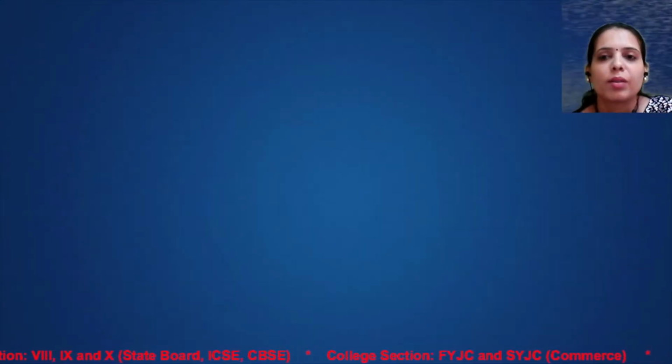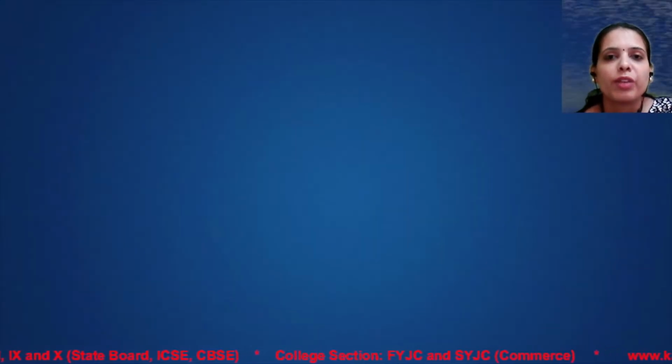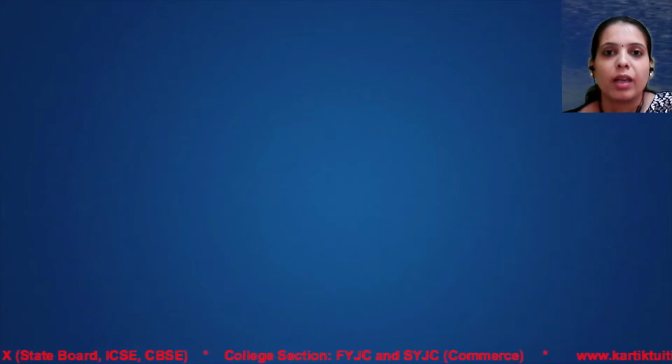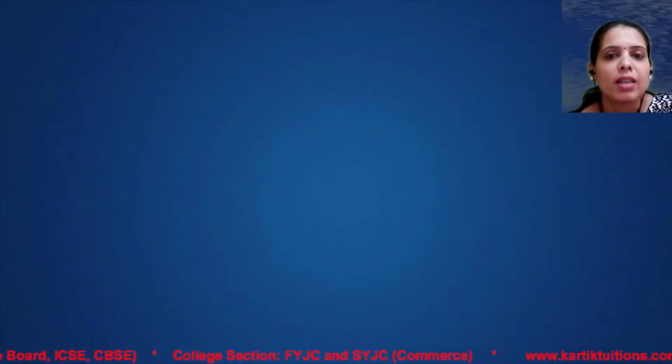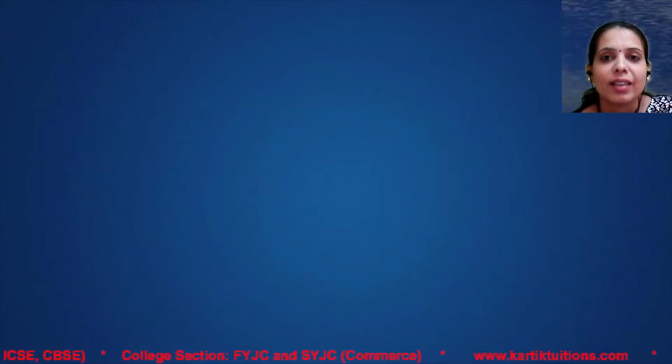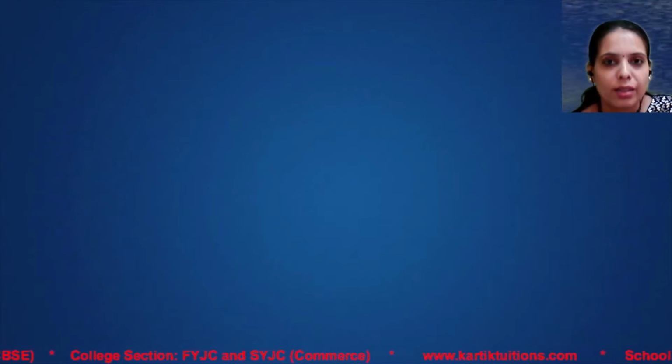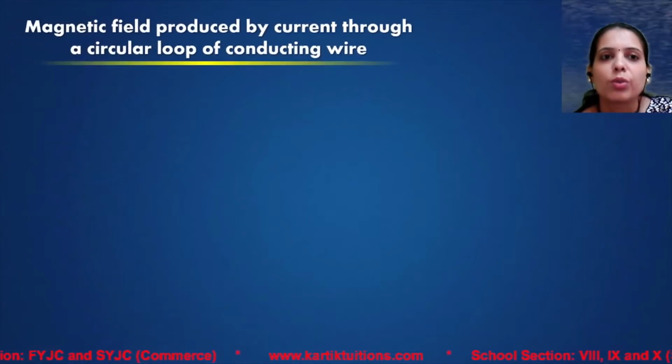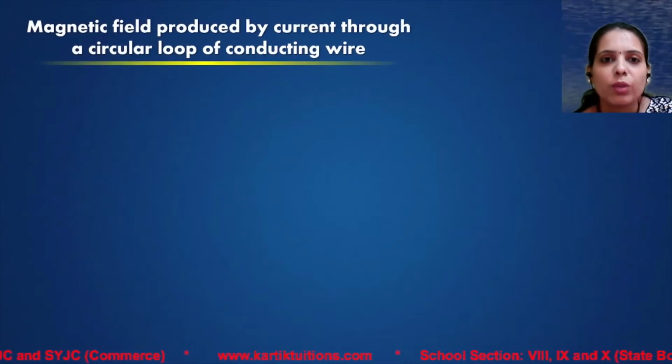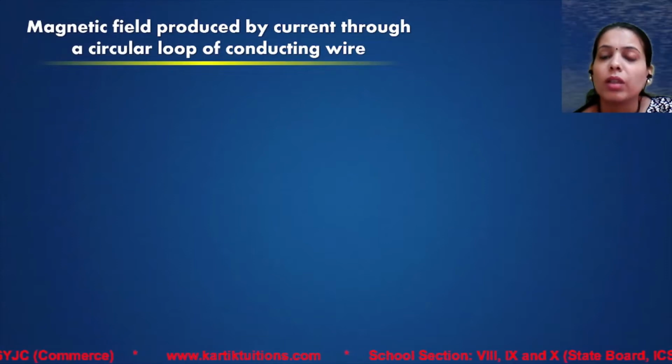Hello friends, back with one more topic related to effects of electric current. In my last video, we discussed the magnetic field that is created in a straight conductor. If you have not gone through it, please scroll down for the playlist. Today we will be looking into the magnetic field that is produced in a circular loop.